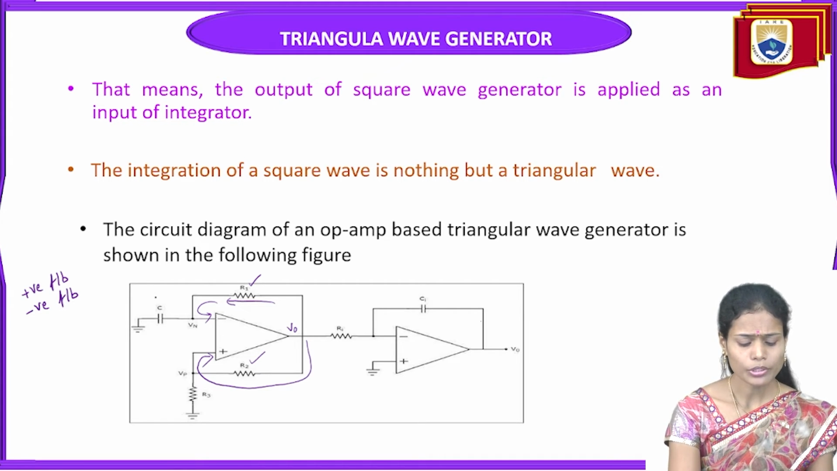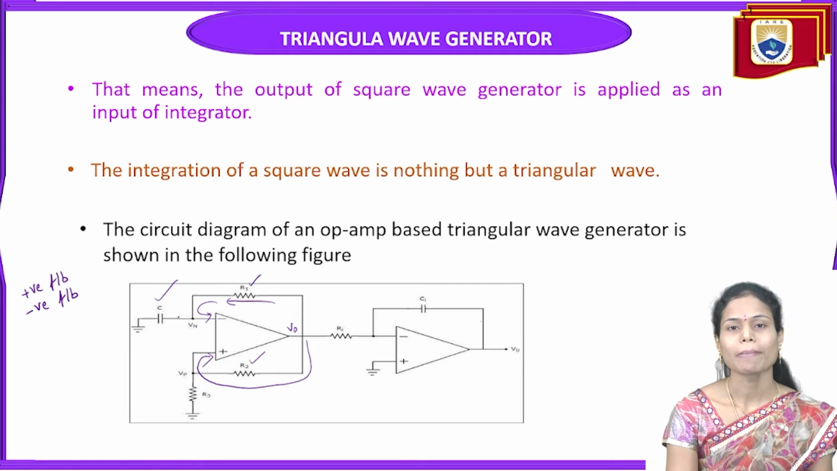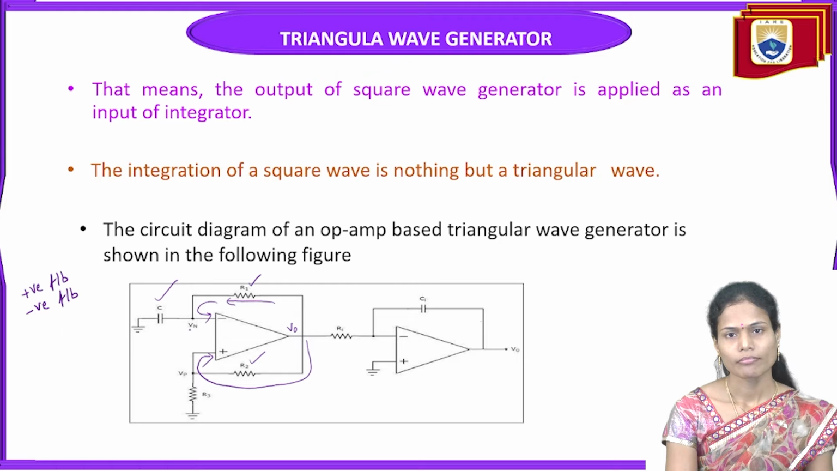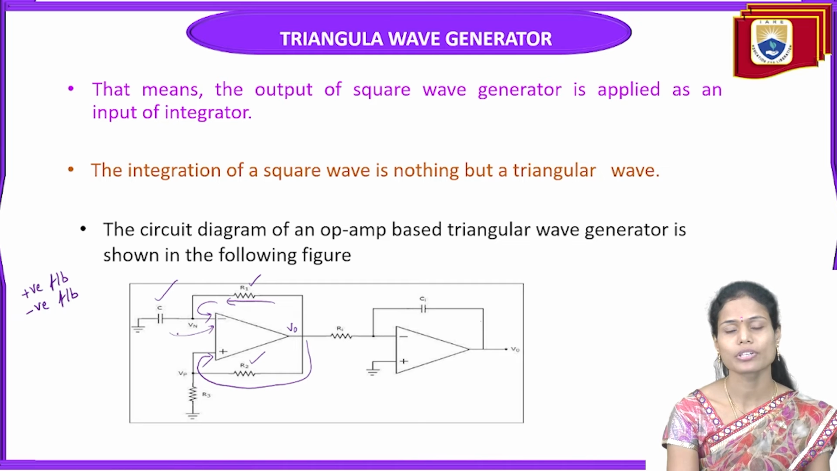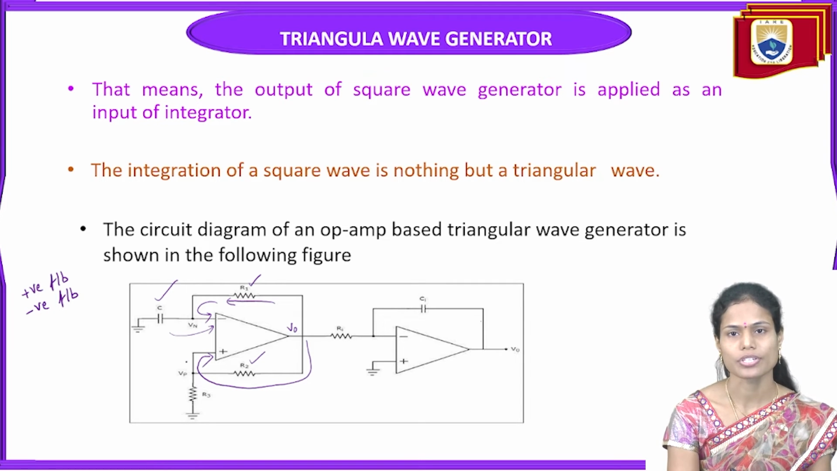And what about this capacitor? This capacitor is used to provide the input signal for the square wave generator. That is, the voltage developed across this capacitor is applied to the inverting terminal. That is the actual input signal we are providing for the square wave generator.